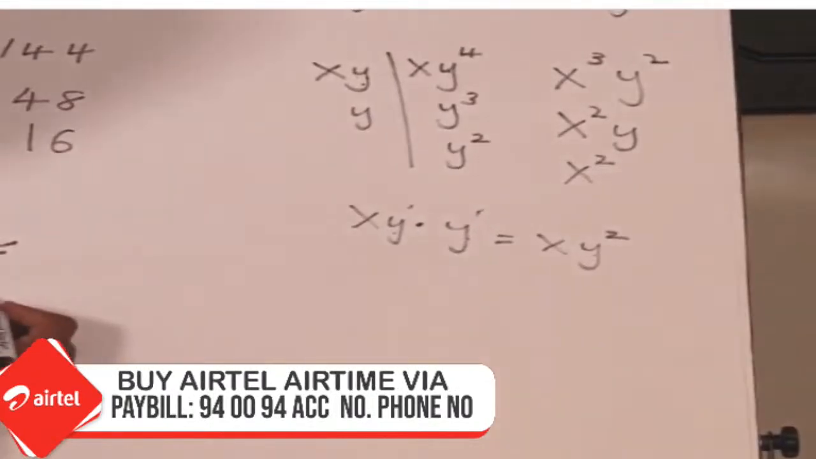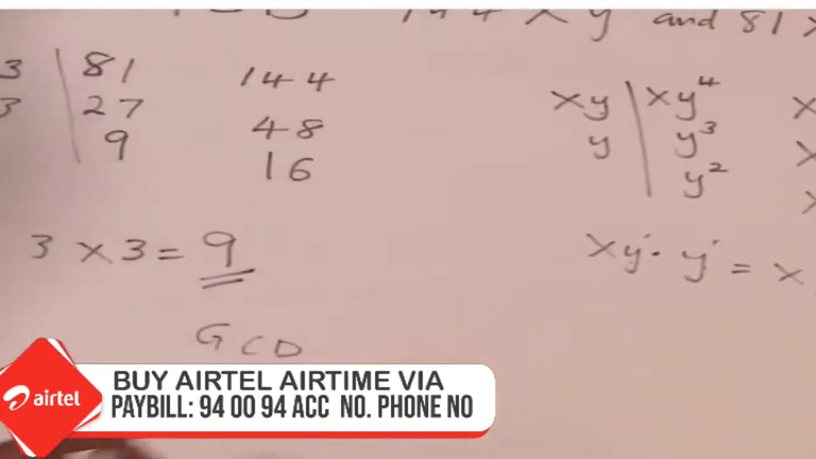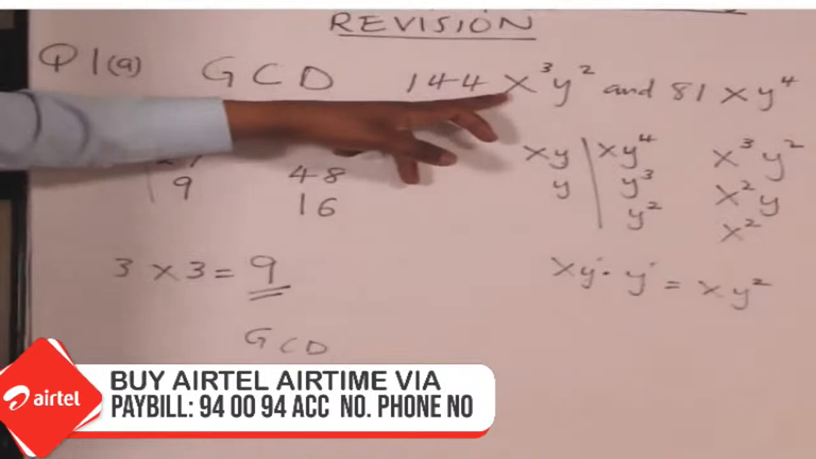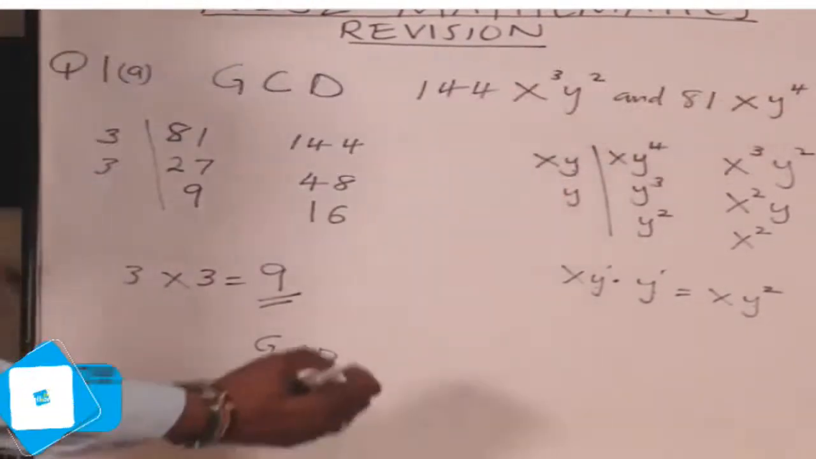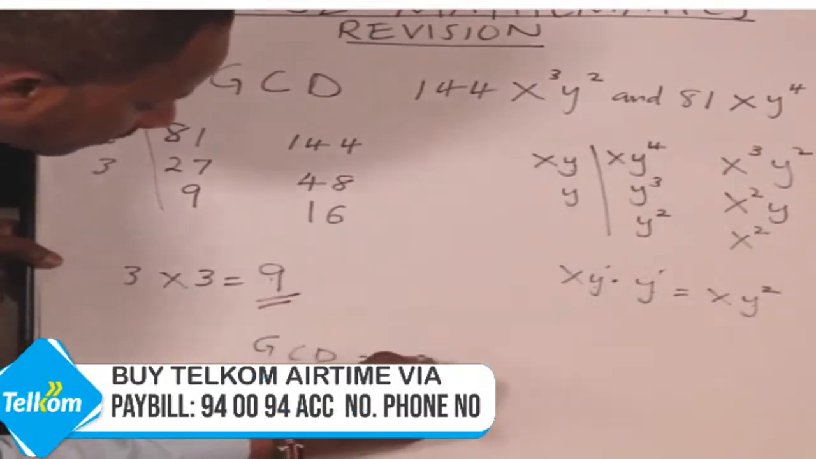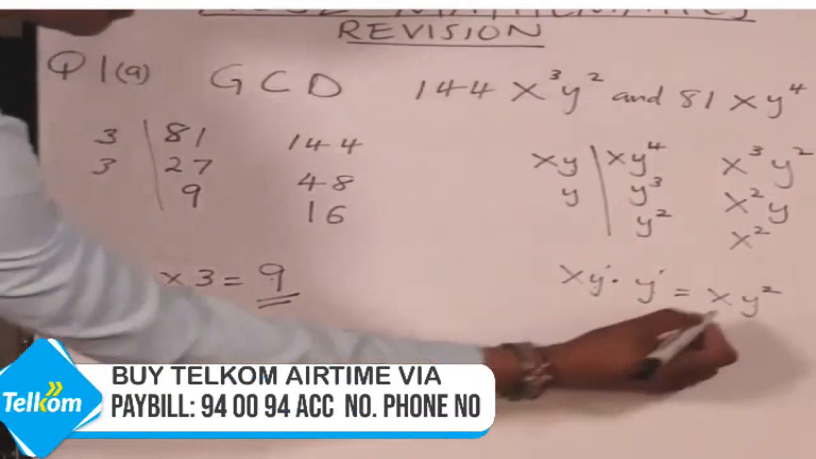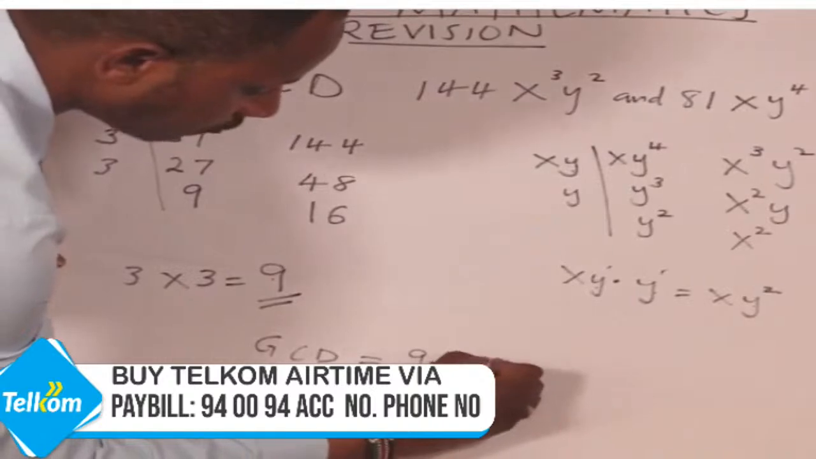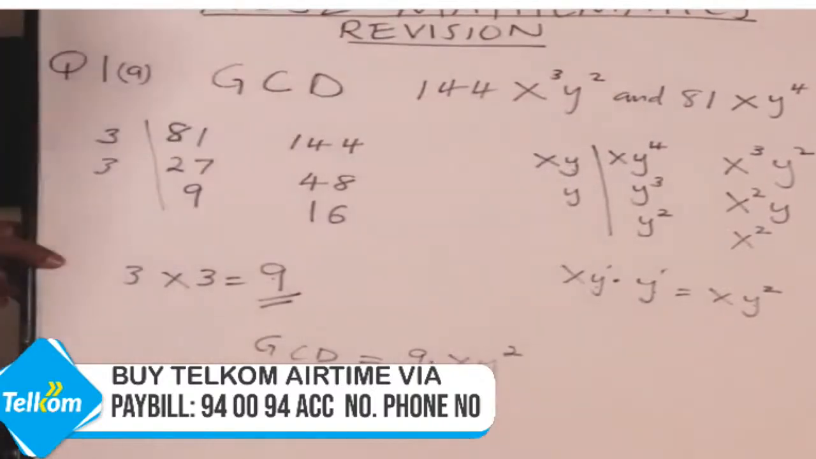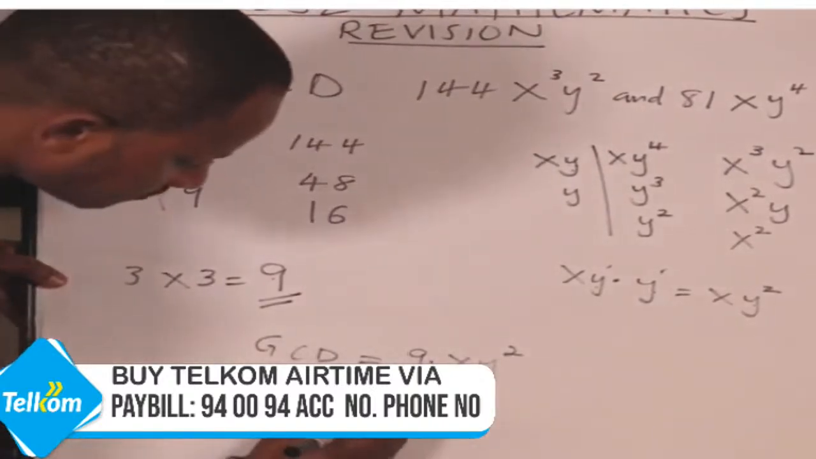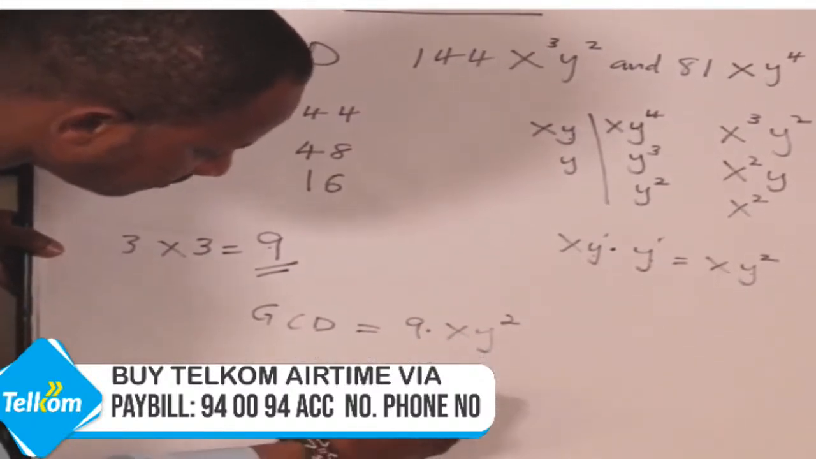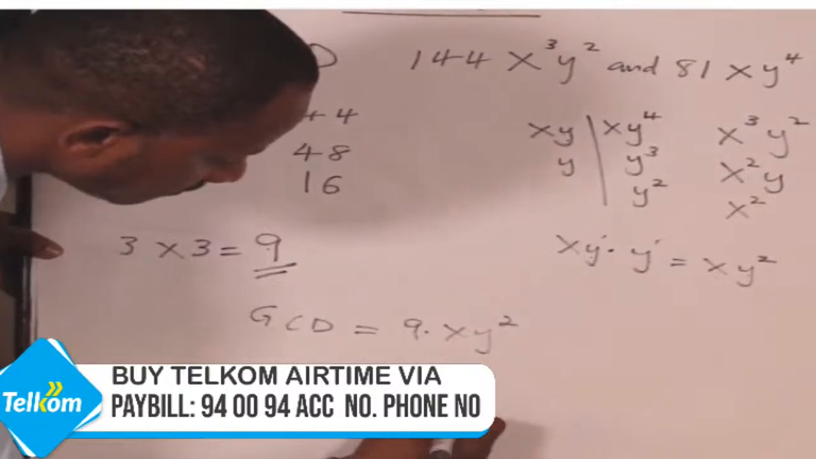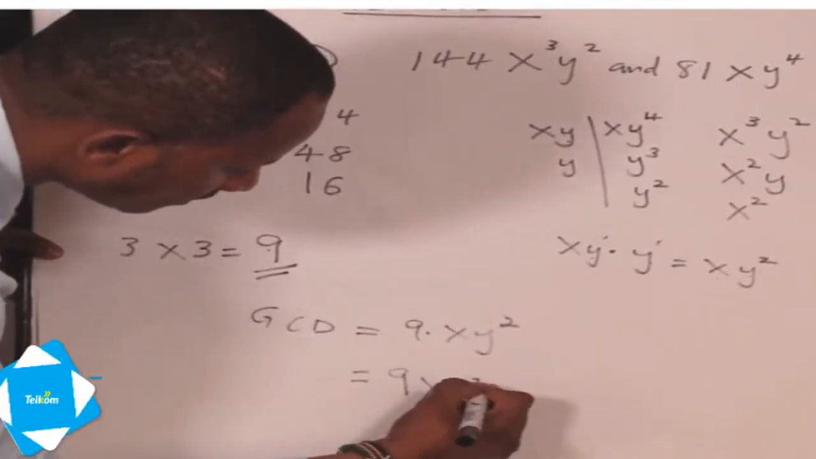So the GCD of 144 x cubed y squared and 81 x y raised to power 4 is 9 times x y squared.